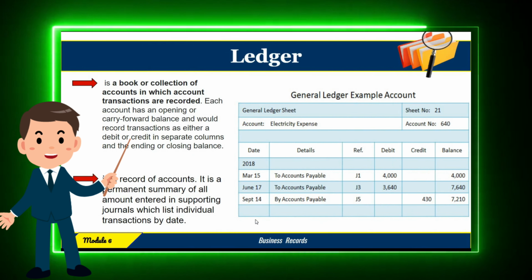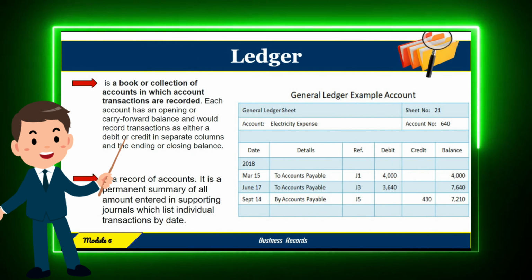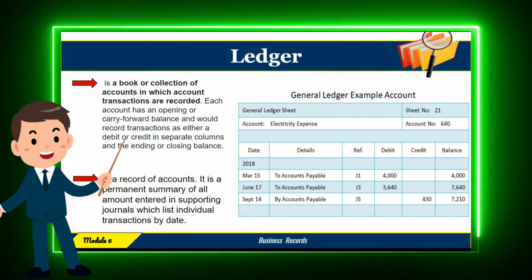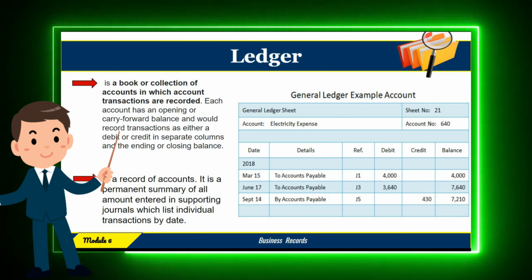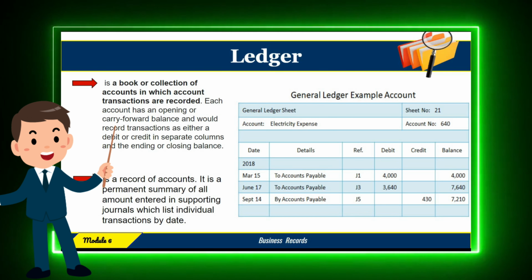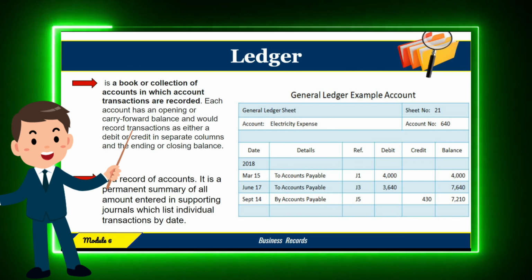Okay, so next one, we have here also the ledger. So what is a ledger? We have different definitions of a ledger. The first one: a ledger is a book or collection of accounts in which account transactions are recorded. Each account has an opening or carry forward balance and would record transactions as either debit or credit in separate columns, and the ending or closing balance.